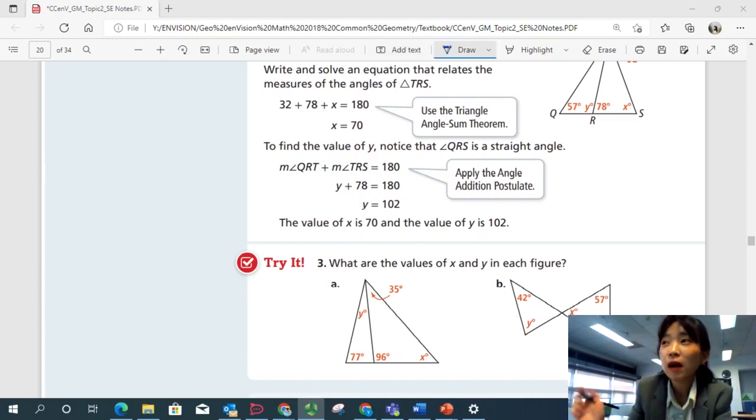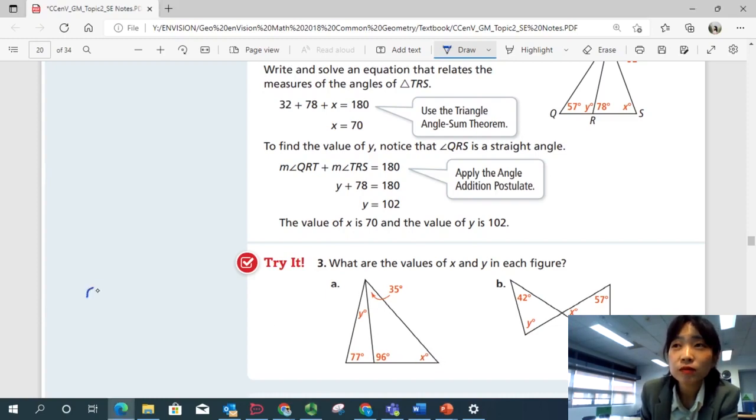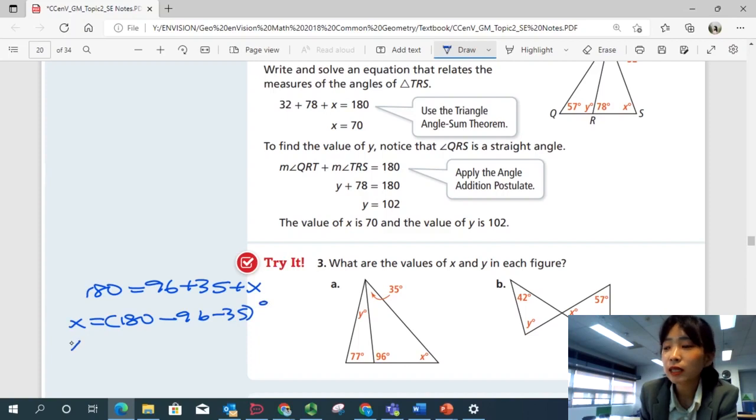Okay, are you ready? Part A. Using the triangle angle sum theorem, you can figure out the angle for x, right? 180 is equal to 96 plus 35 plus x. So x is 180 minus 96 minus 35 degrees. So x must be 49 degrees. Check your answers. What about y?